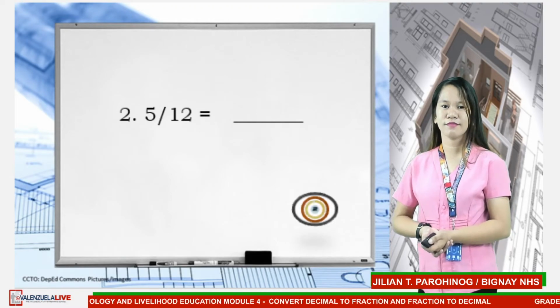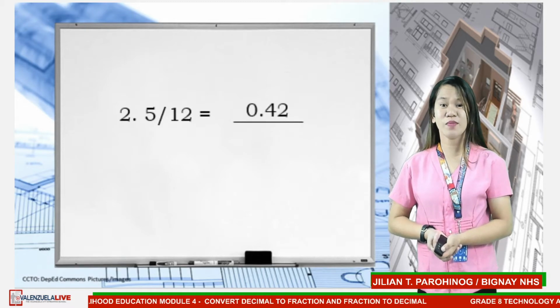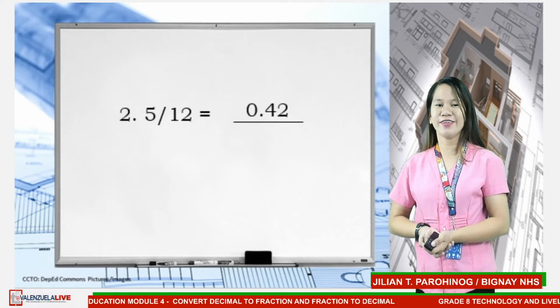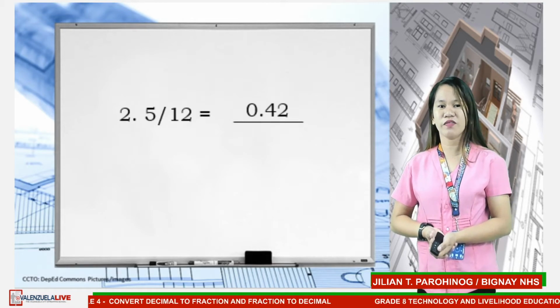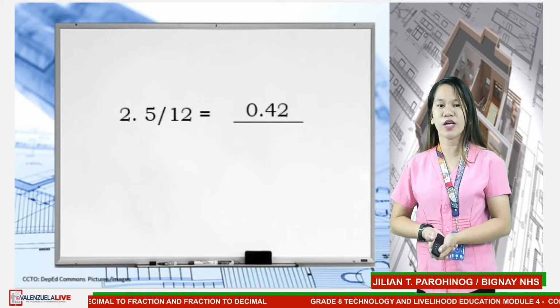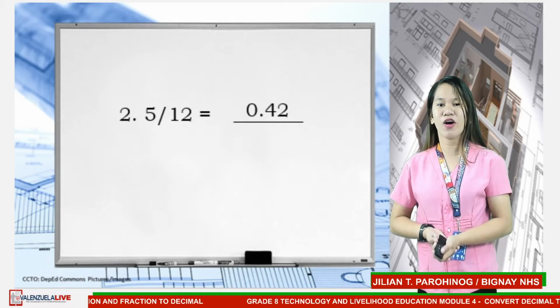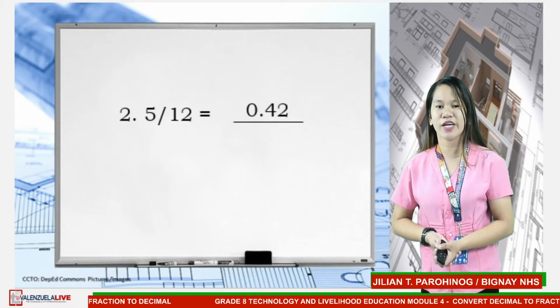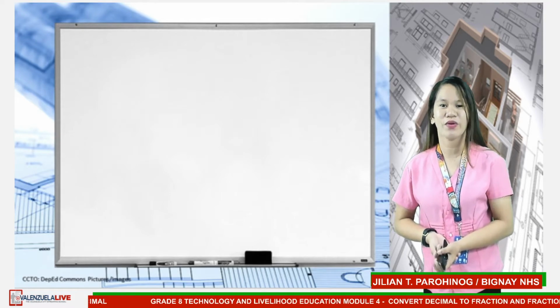Time's up. 0.42. Because once we actually divide 5 by 12, the answer will be 0.416666, and we have to round this to the nearest hundredth. That's why it becomes 0.42. Very good.